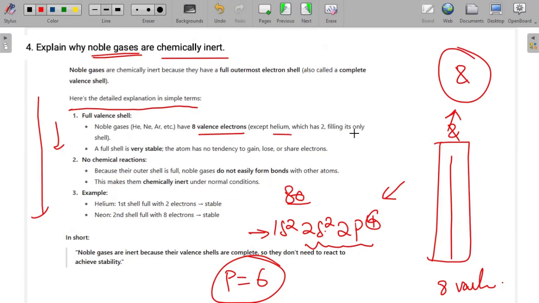So filling its own shell. A full shell is very stable. The atom will have no tendency to gain or to lose electrons. So if it has no tendency to gain or to lose, then there will be no chemical reactions happening, because chemical reactions depend on the valence electrons. Okay, so those are the reasons. You can actually read through here to have more understanding.